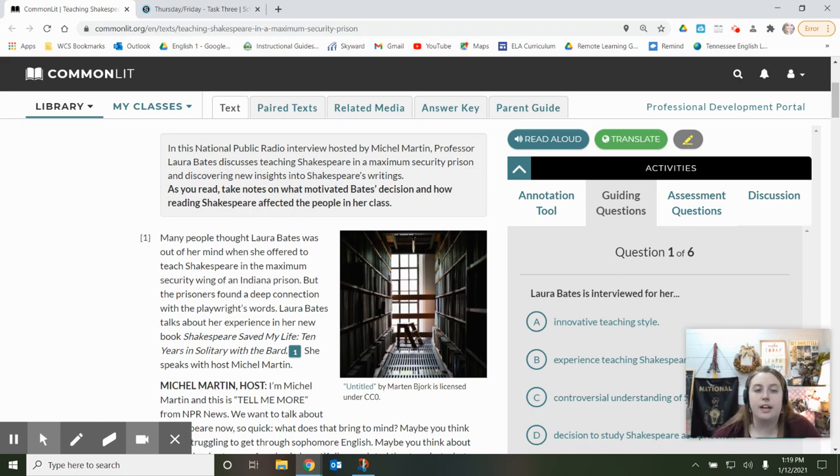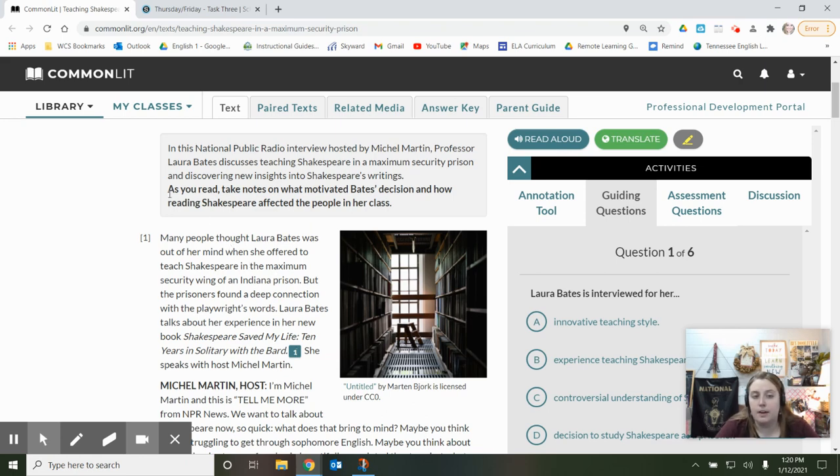So it says, many people thought Laura Bates was out of her mind when she offered to teach Shakespeare in a maximum security wing of an Indiana prison. But the prisoners found a deep connection with the playwright's words. Laura Bates talks about her experience in the new book, Shakespeare Saved My Life: 10 Years in Solitary with the Bard. All right, and we click on the footnotes, and Bard is just a nickname for Shakespeare, and it refers to a poet or a storyteller. She speaks with the host, Michelle Martin. Okay, so that's our first paragraph.